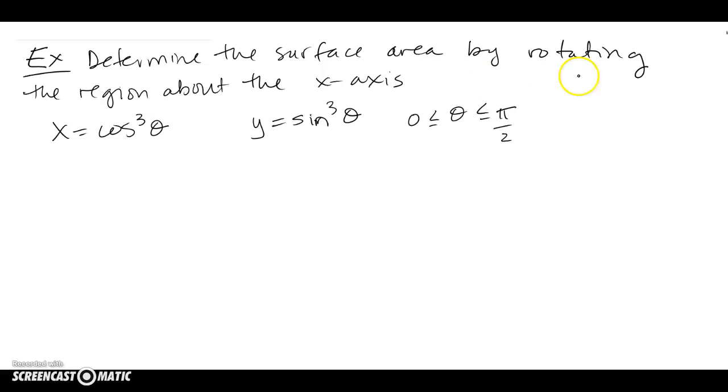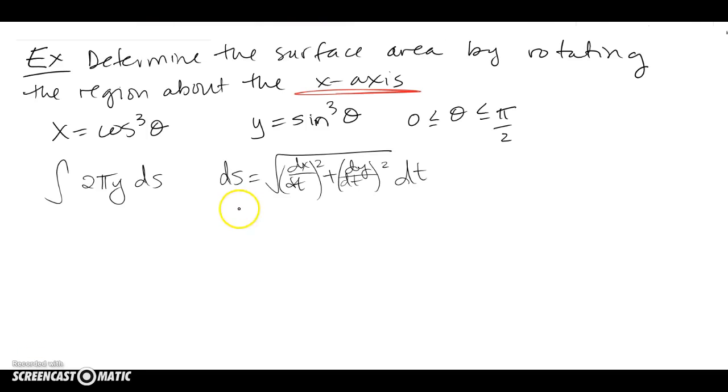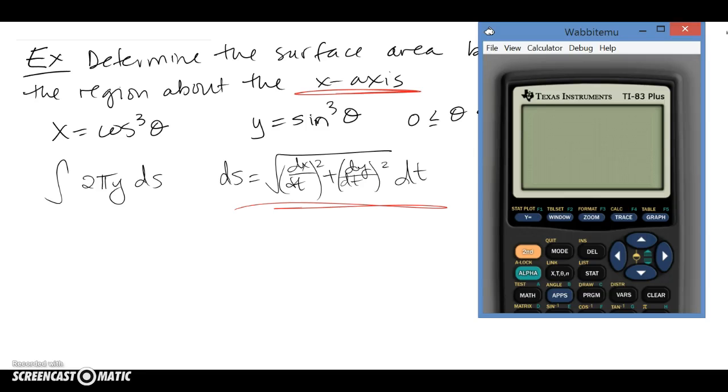Determine the surface area by rotating the region about the x-axis. So we're looking at rotation about the x-axis. So we're interested in 2 pi y ds, where ds is going to be this guy over here. Let's go take a look at what the graph of this thing looks like before we continue.